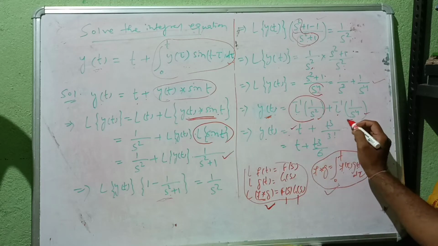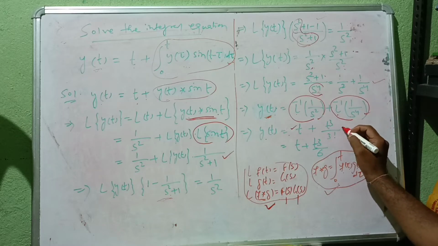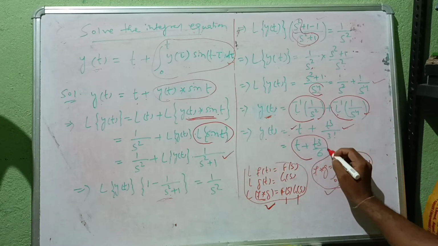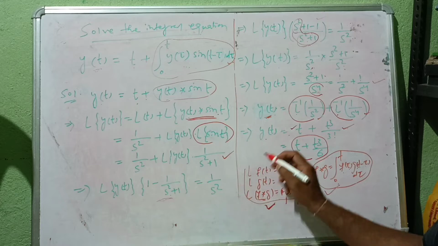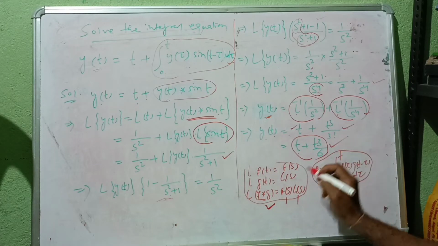So y of t is equal to Laplace inverse of 1 by s square, that is t only, and Laplace inverse of 1 by s fourth means what? We know that it is t cube by 3 factorial, that is t cube by 6. So y of t is equal to t plus t cube by 6. This is the answer.